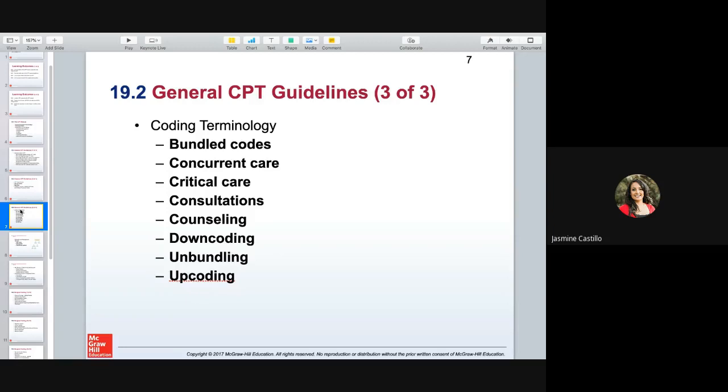Okay, unbundling is basically stated as its definition. It's when you break down a bundled code into its component parts and you're trying to get higher reimbursement. Obviously, this is not allowed. An example of this one would be the unilateral, meaning one breast, uni meaning 1, bi meaning 2. So the code 77055 is defined as a mammography for one breast.